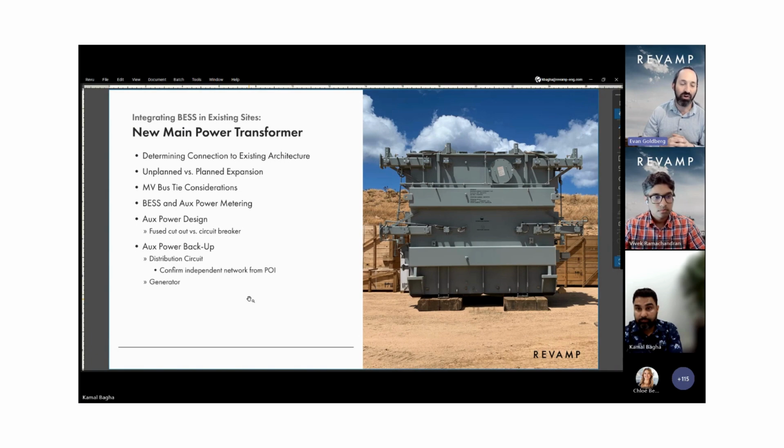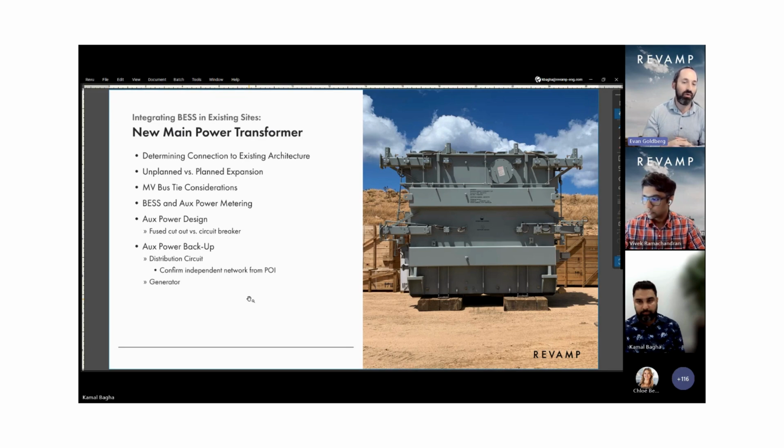Yeah, so perhaps you're one of those lucky few that waited 2 years and you got your brand new main power transformer and you want to put your BESS on a new power transformer, or you're operating in a region, for instance, ERCOT, where there's some value in perhaps having independent transformers. You're now going to have to think about some additional considerations, such as how are you going to connect this brand new transformer to your existing architecture, right? And a big part of that will be whether it was an unplanned addition or a planned expansion to add BESS to your renewable site.